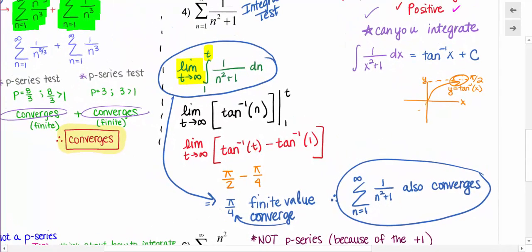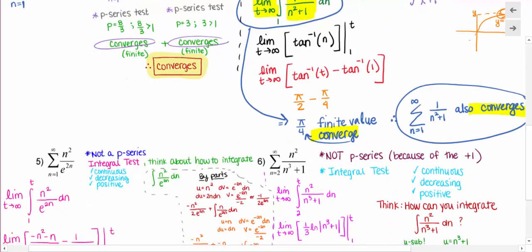Now, it doesn't tell us that the series converges to pi over 4. The improper integral converges to pi over 4. All that tells us is that because the improper integral and the summation formula were the same, it will do the same thing that the integral does. So the series will match it.